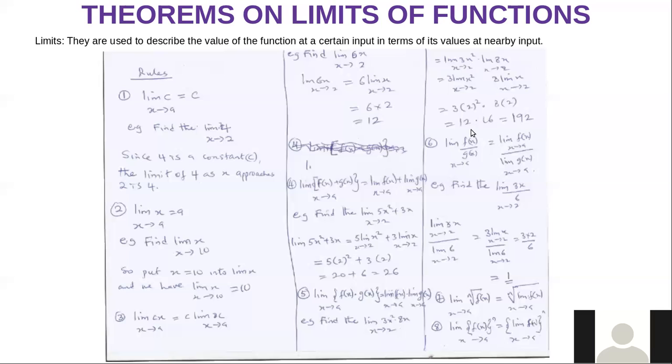Another one is the limit of f of x over g of x, which is equal to the limit of f of x as x tends to a, divided by the limit of g of x as x tends to a. A good example is find the limit of 3x over 6 as x tends to 2. We can write it as the limit of 3x as x tends to 2, divided by the limit of 6 as x tends to 2. Since below is a constant, it will just be the value of that constant, which is 6. Then on top, you have only one variable, x, which is not an exponential one. It will just be 3 times 2, divided by 6. That gives you 1.